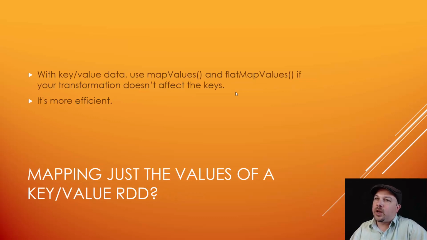One other thing, if you're just going to be mapping the values in a key-value RDD and you're going to leave the keys alone, it's going to be more efficient to use the functions map values and flat map values instead of just map and flat map. Okay? So if you're going to map just the values of a key-value RDD, use map values and flat map values, it will be simpler from a syntactic standpoint and also more efficient.